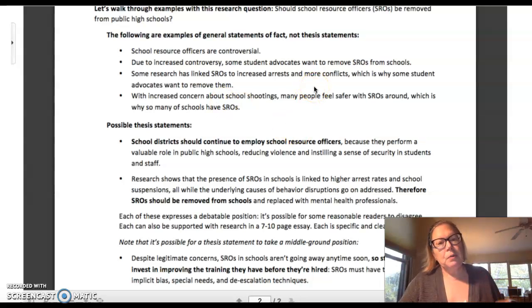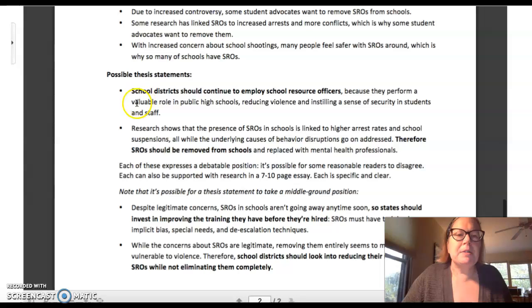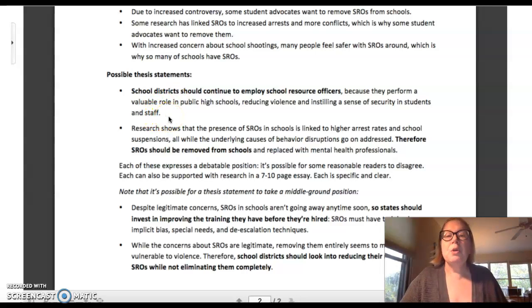Now notice how all of those are good points to make, especially maybe early in a paper when you're establishing the debate, but none of them actually states what the writer's position is yet. So let's look at these. Here are a couple possible thesis statements. School districts should continue to employ school resource officers because they perform a valuable role in public high schools, reducing violence and instilling a sense of security in students and staff. Here's an example of a statement that makes a claim that some readers, even some experts, might disagree with.